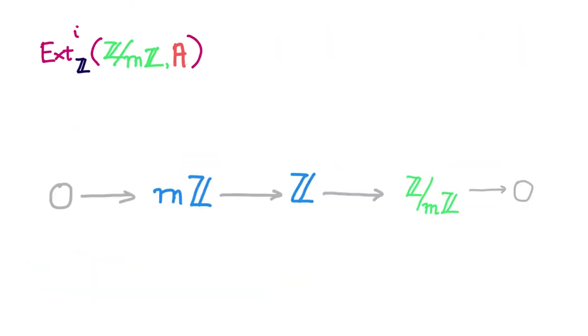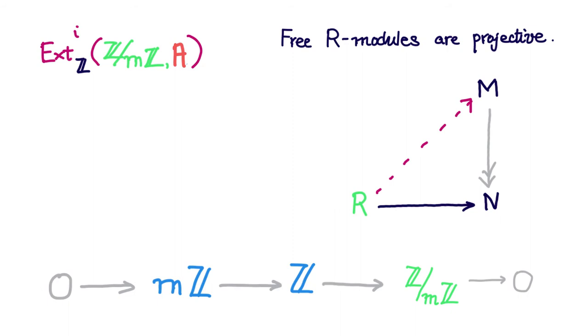We'll choose the latter because it's very easy to find a projective resolution in this case. The key idea here is that free modules are always projective. For example, R is projective as an R module.